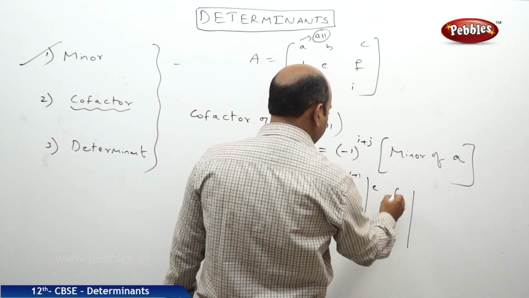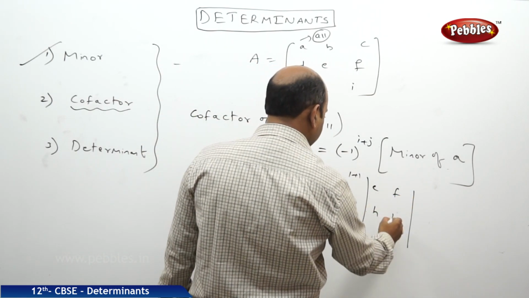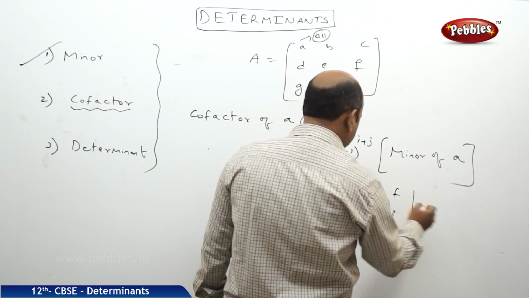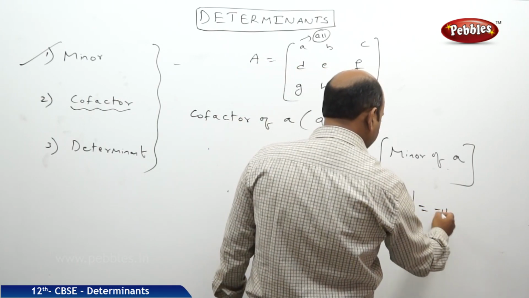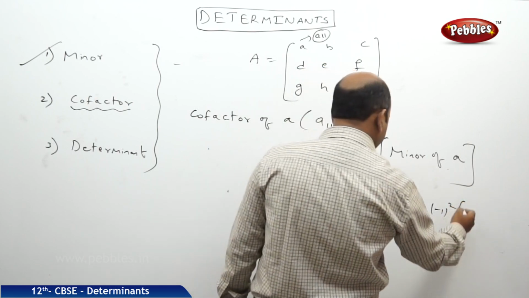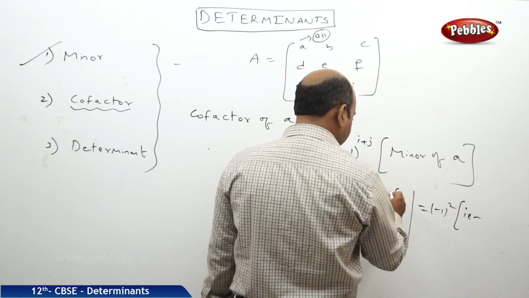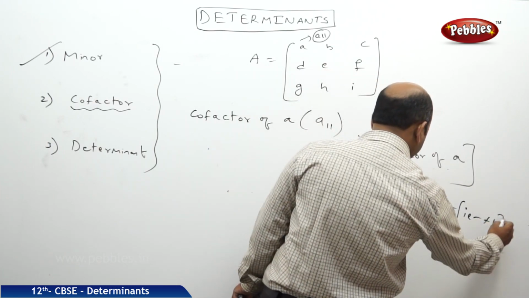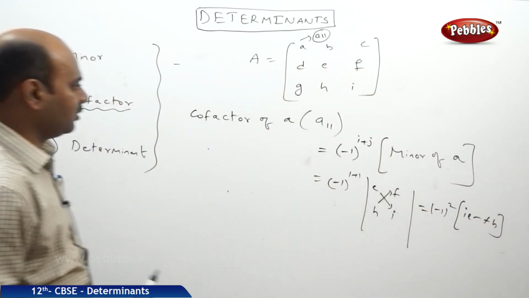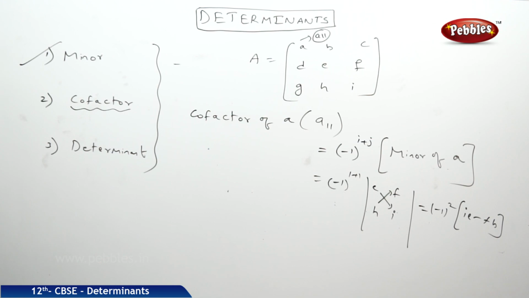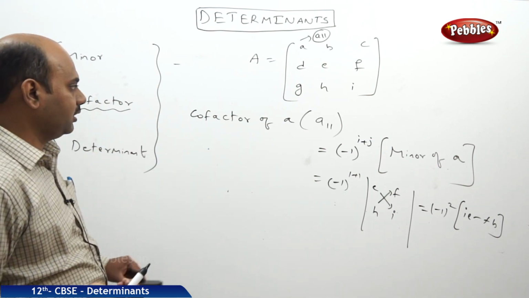So after deleting, what remains? E, F and H, I. So minus 1 whole power 1 plus 1 is minus 1 whole square into its determinant. That means I, E, because E into I minus F into H. This is the definition of the cofactor of an element of a given matrix.